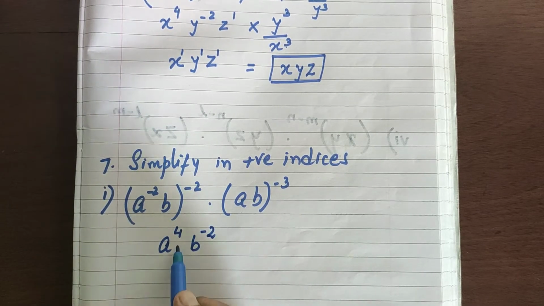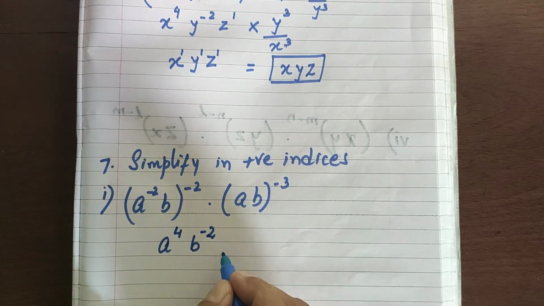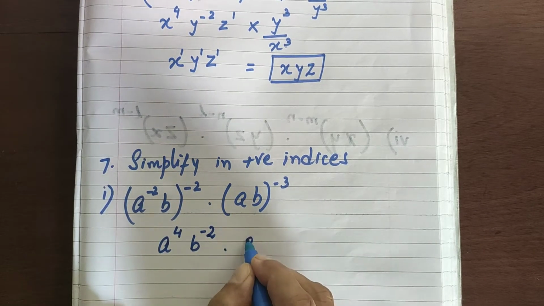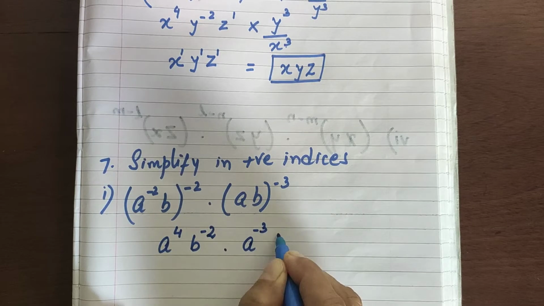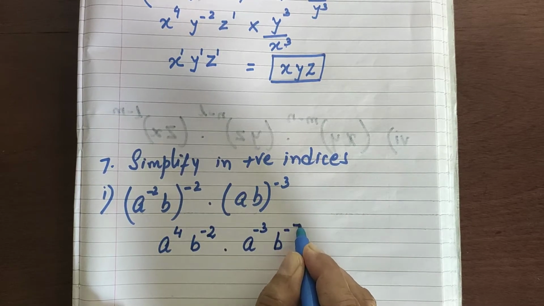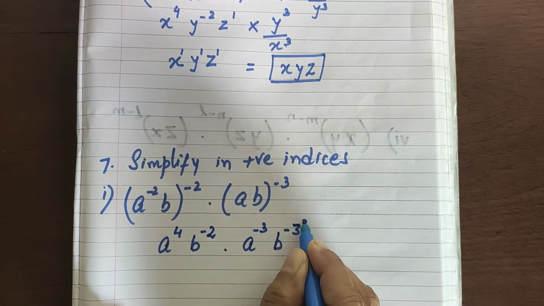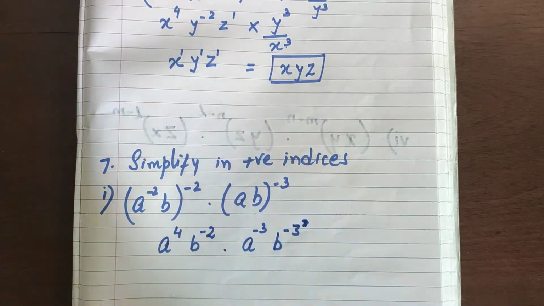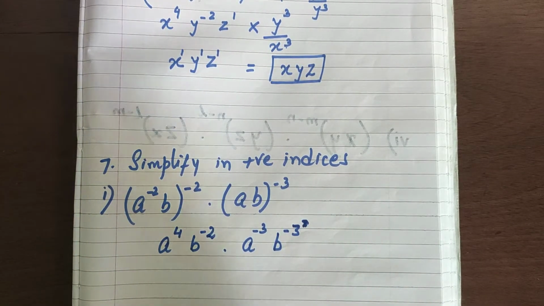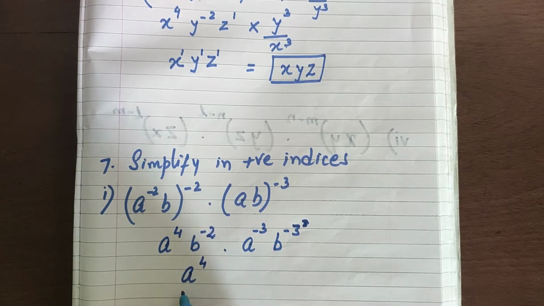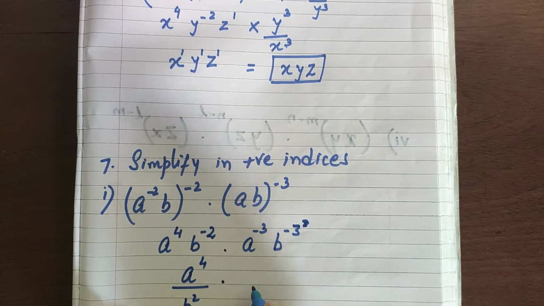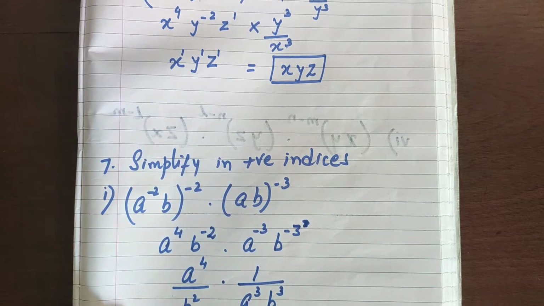Minus 2 into minus 2 gives 4 and minus 2 multiplied by, a to the power minus 3, b to the power minus 3. Now the negative exponents we know how to write. It becomes the reciprocal. So it is a to the power 4 upon b square, multiplied by, both of these will become the denominator, 1 upon a to the power 3, b to the power 3.